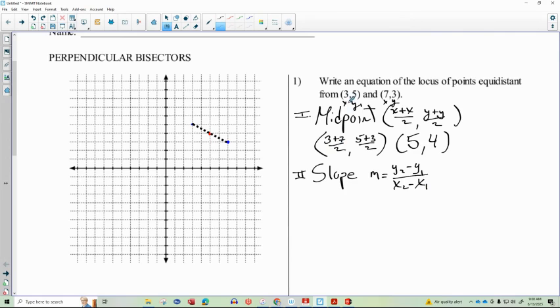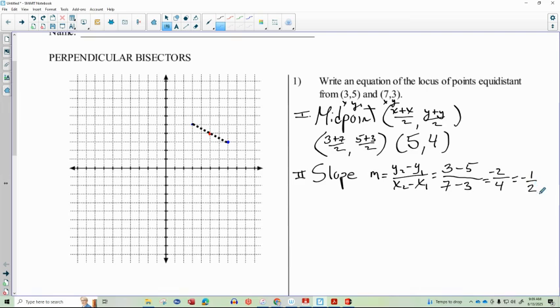They're all positive, so I don't really need parentheses. I'm just going to call the point (7, 3) my 2's. So I'm going to say 3 minus 5 over 7 minus 3. And that's going to equal 3 minus 5, which is negative 2, over 7 minus 3, which is 4. I'm going to put that into my calculator, negative 2 divided by 4, and ask it to simplify it for me. And that's going to simplify to negative 1/2.